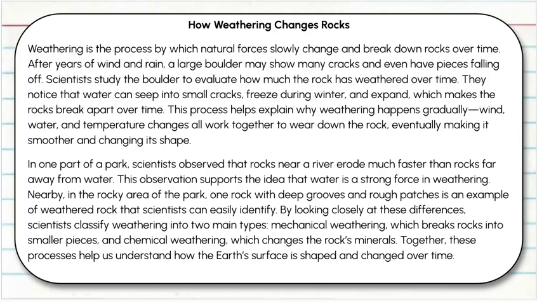shape. In one part of a park, scientists observed that rocks near a river erode much faster than rocks far away from water. This observation supports the idea that water is a strong force in weathering. Nearby, in the rocky area of the park, one rock with deep grooves and rough patches is an example of weathered rock that scientists can easily identify. By looking closely at these differences, scientists classify weathering into 2 main types: mechanical weathering, which breaks rocks into smaller pieces, and chemical weathering, which changes the rock's minerals. Together, these processes help us understand how the Earth's surface is shaped and changed over time.